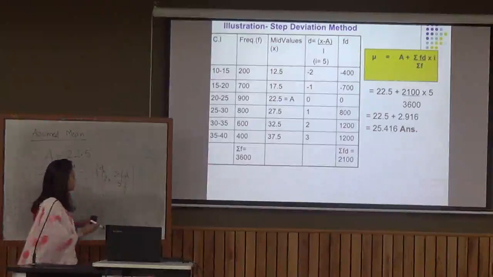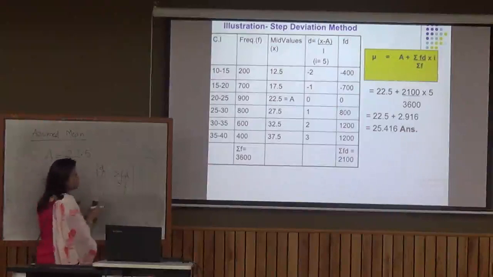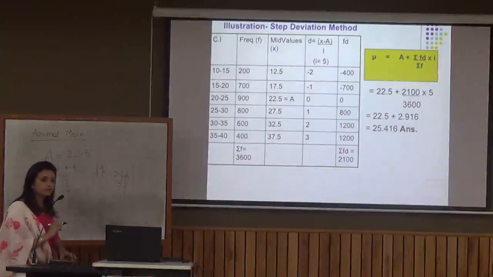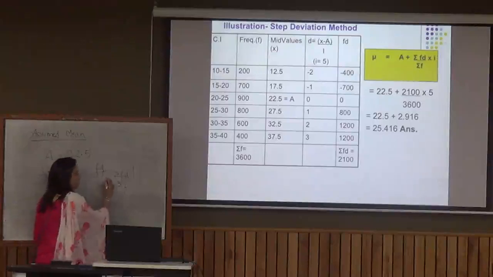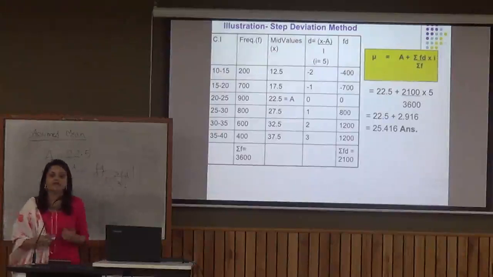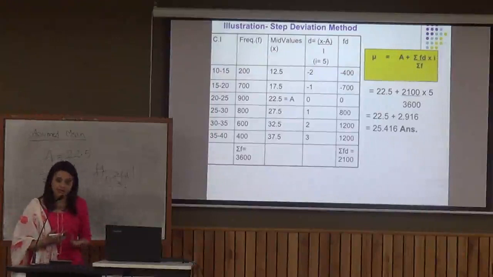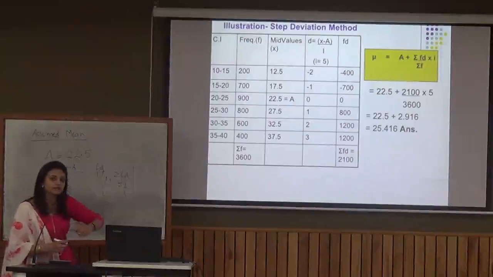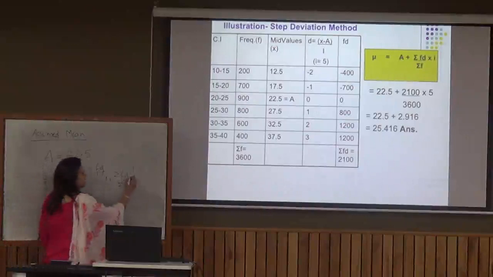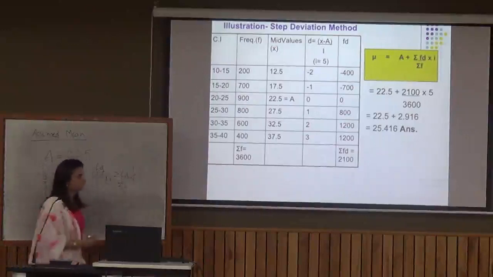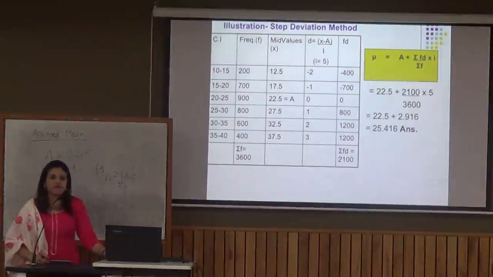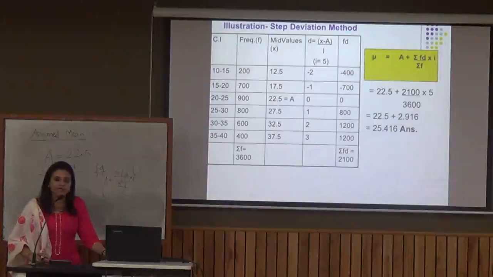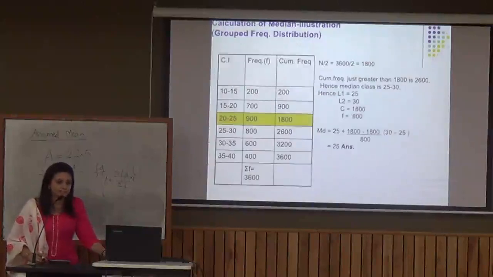And then the formula goes again: summation FD upon summation F, and A plus, because we had subtracted this A. Now what other thing have we done? We have divided by the class size. Once we have divided by the class size, it becomes our responsibility to multiply it, and I do an I here. You can see that you get the same answer. So this method actually saves your calculation even better.